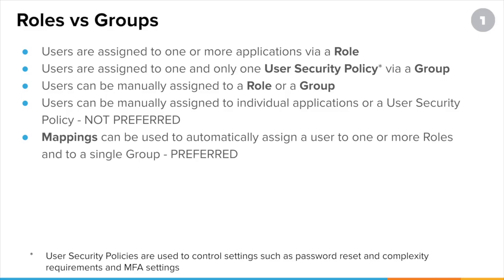So, whereas users can belong to more than one role, and roles are used to assign users to applications, users can only belong to one group, and that group is used to assign them to a user security policy. Users can manually be assigned to one or more roles, and they could manually be assigned to a group. However, it's more fun to be able to automatically assign them to a group and or those roles. And that's, of course, where those mappings come into place.